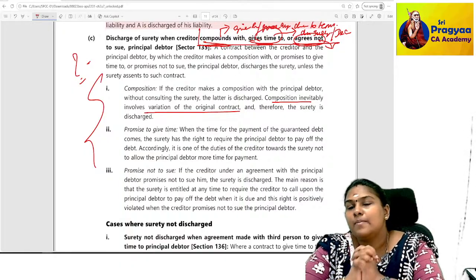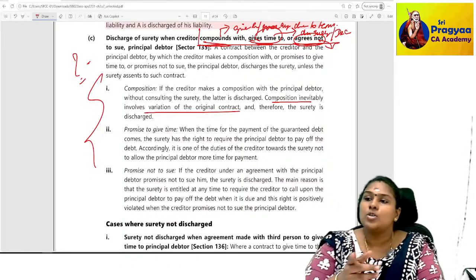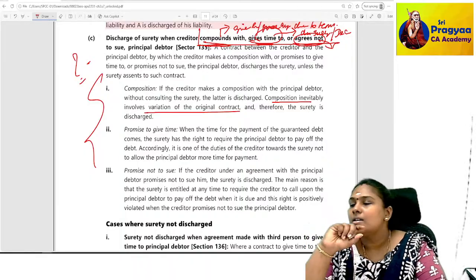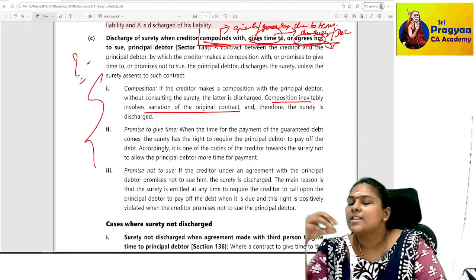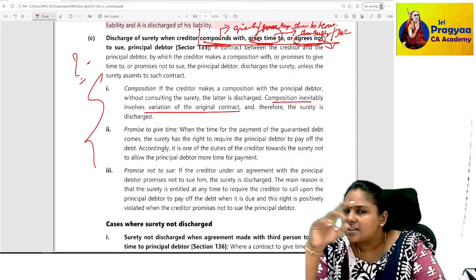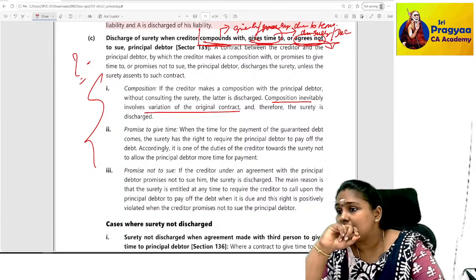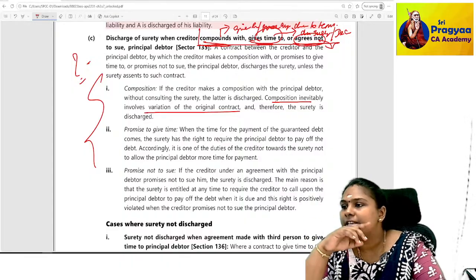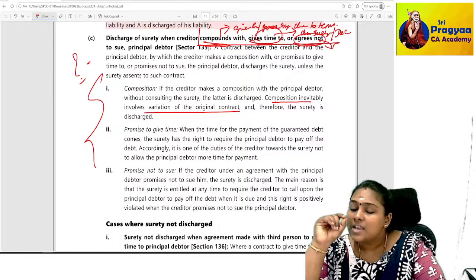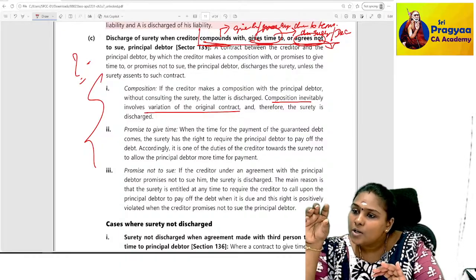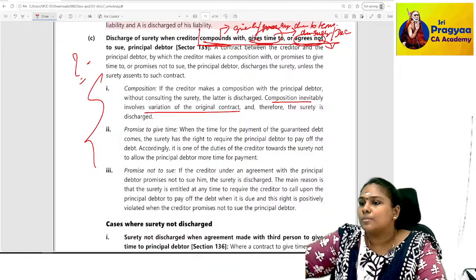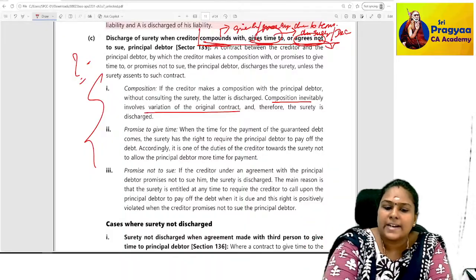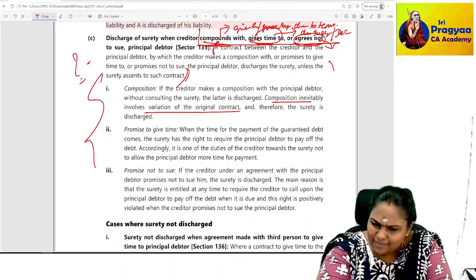Ma'am, if a case study based question comes, should I write this point or should I write the variation point? You need to see the exact type of situation given in the case study. If the parties are replaced, you write that point. If the terms are changed, you write alteration. Here, if it involves change in variation with giving more time or promising not to file a case, you write these 3 lines. Understood?